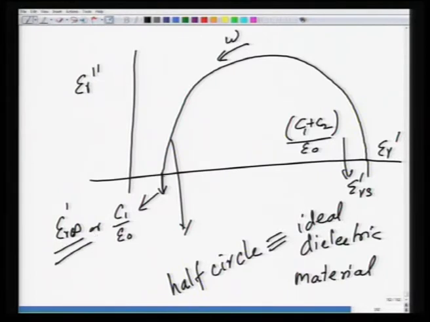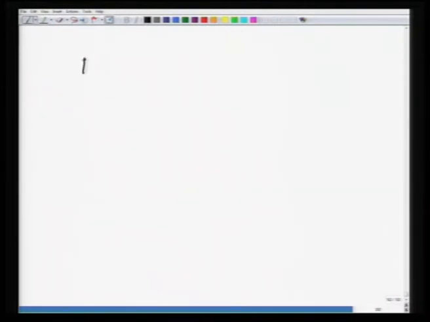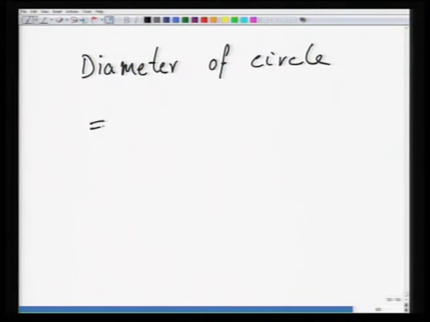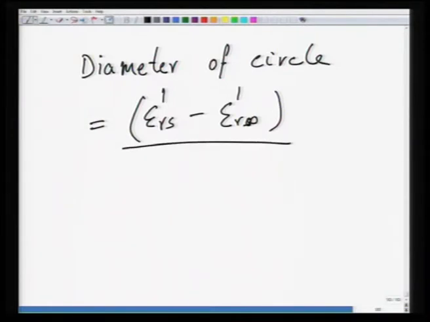Okay. So, this is the high frequency part, this is the low frequency part, and the difference between these two is epsilon r s minus epsilon r infinity, and the circle. So, the diameter of this circle would be, as you can see from here, epsilon r s minus epsilon r infinity. This will be the diameter of this circle.